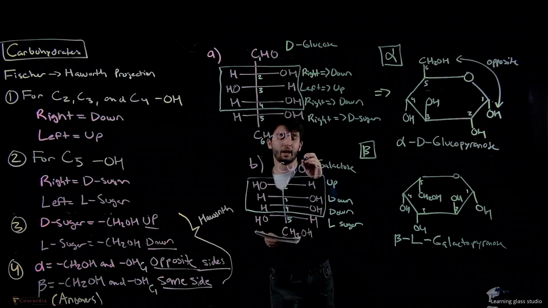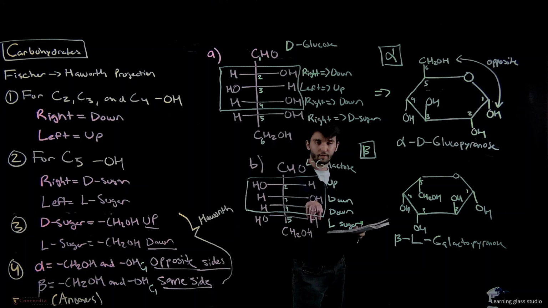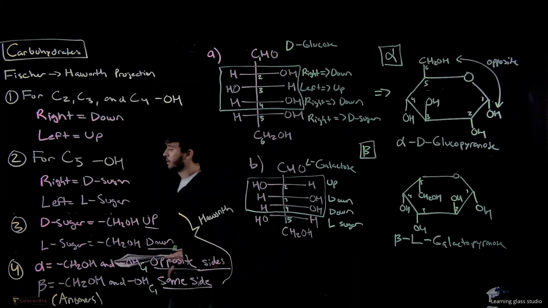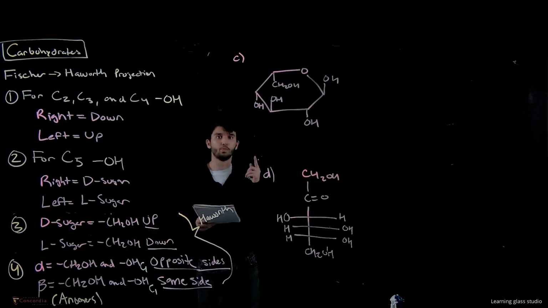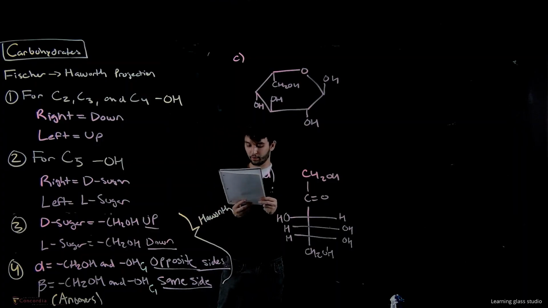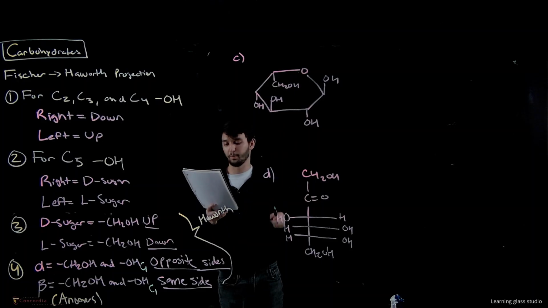And this is L-galactose, as we know this is the L configuration. All right, so there's going to be 2 more of these. All right, back to more carbohydrates. So this one we are actually starting with the Haworth projection here.